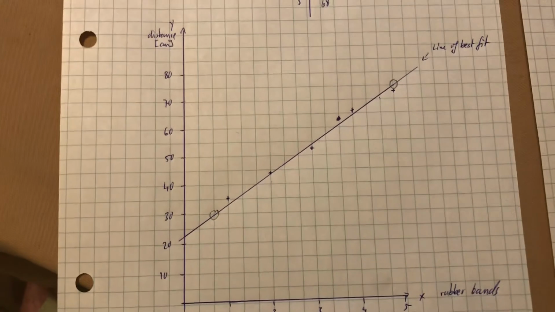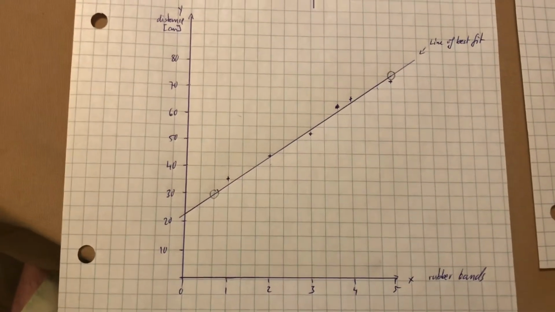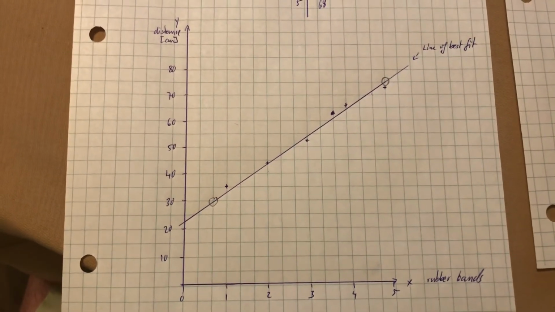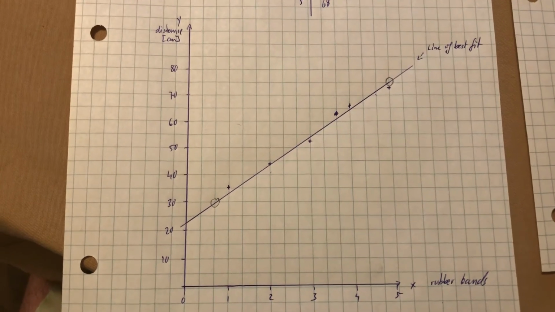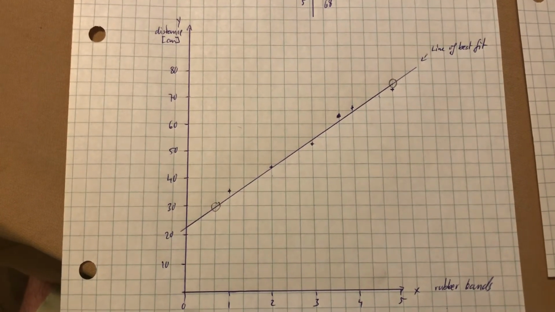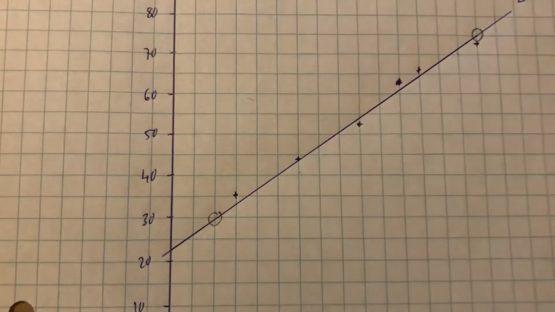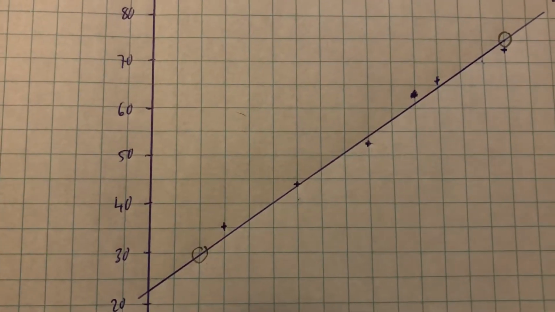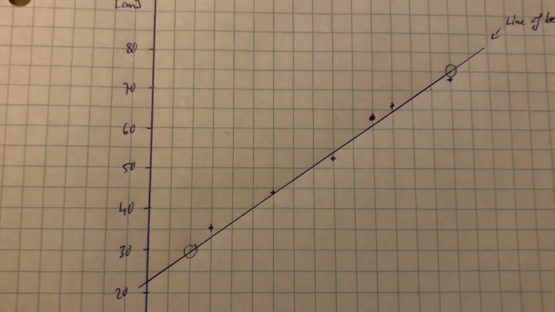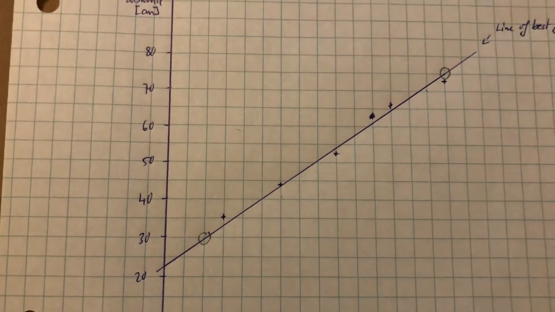So this is what I did. You see on the x-axis the rubber bands, starting with 0 going to 5, and then I made 80 centimeters on the y-axis. I plotted all of those points here for 1 rubber band, 2, 3, 4, and 5. And then I made the line of best fit.